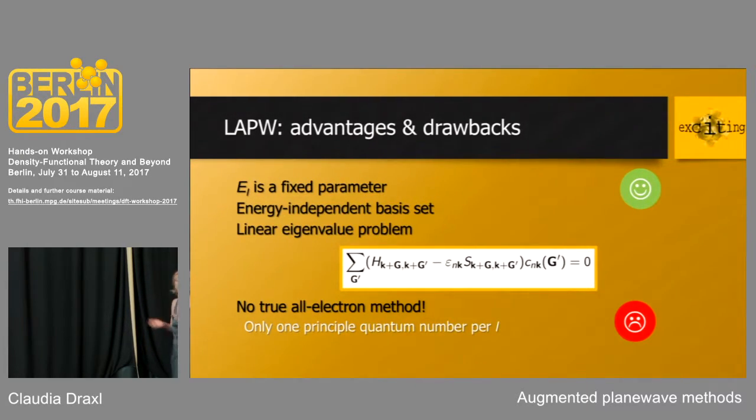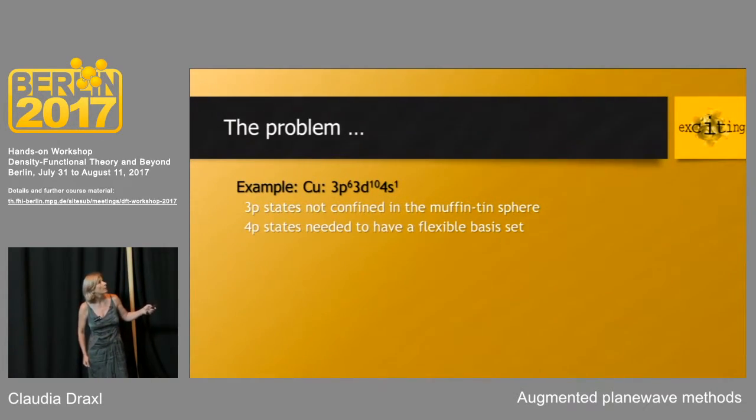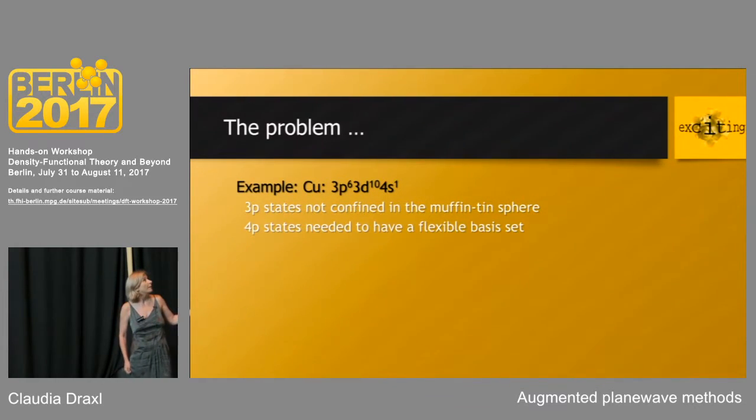So if you have some atoms with nearly filled shells, then you run into trouble. Okay? So you have to find a way out here, and well, copper is such an example. So you have a 3p6 configuration. That means the 3p orbitals are high in energy. They're not really confined in the sphere, so you cannot treat them as core, but you have to treat them as valence. But at the same time, if these copper orbitals would like to form bonds with the neighbors, these bonds may also exhibit some kind of 4p character. So in order to have a really good description, you need the 3p and the 4p character at the same time.